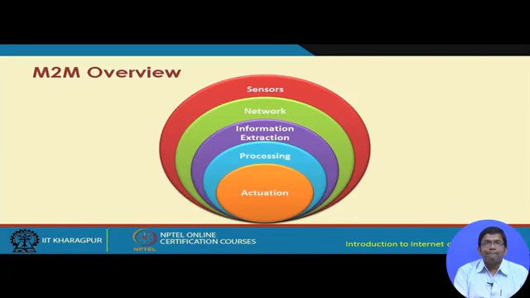So, in M2M, when we are talking about M2M, we are talking about sensors producing data through the network. Information is extracted out of the data that is received, it is processed, and if required some actuation is done, maybe opening of the valve in an agricultural field if the soil moisture level has gone down.